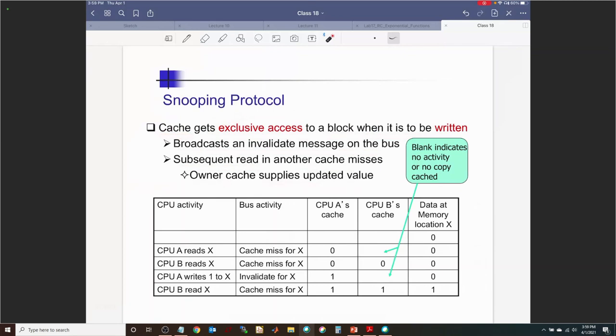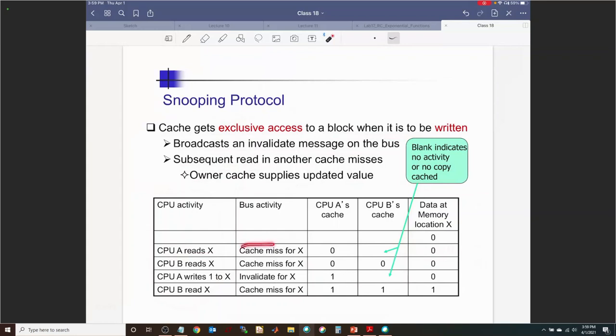Let's see that in this example. We have a few columns here. CPU activity is one column, the broadcast messages on the bus in the second column, CPU A's cache, CPU B's cache, and then the actual data at the memory location in the physical memory, all the way to the right. A blank indicates either no activity is done or there is no copy that is cached. So first, CPU A is trying to read X, memory location X. Of course there is a miss. We are assuming that nobody has X at this point.